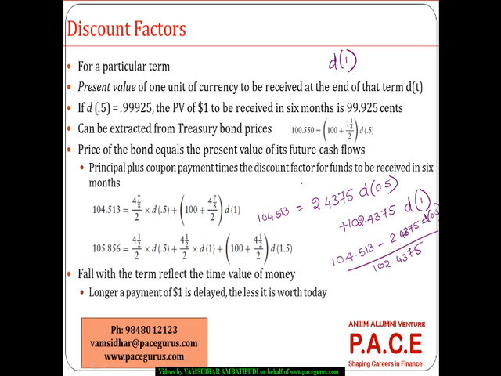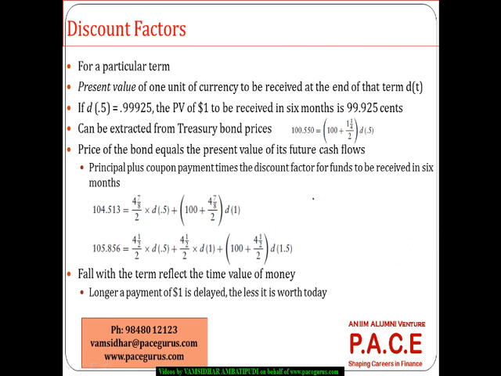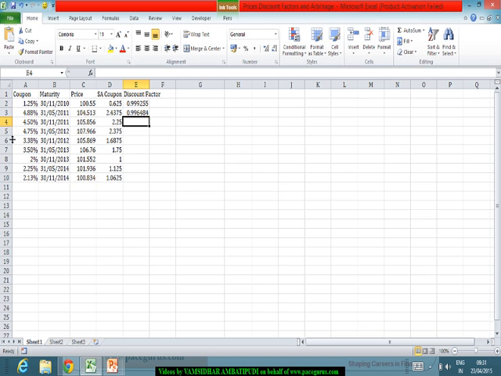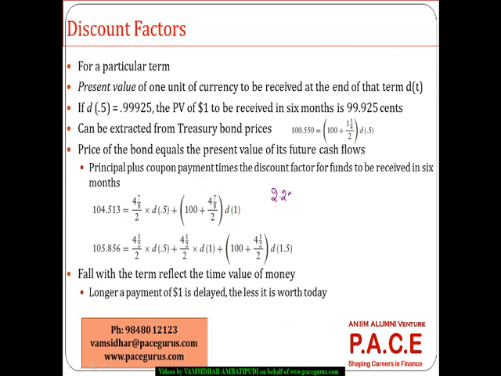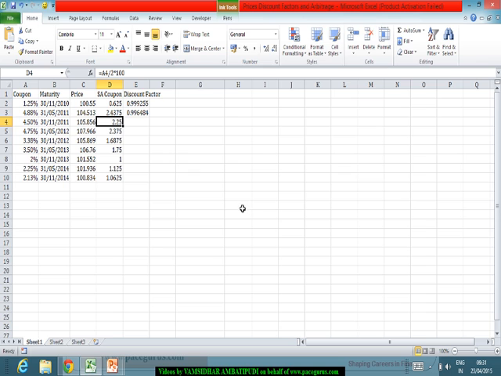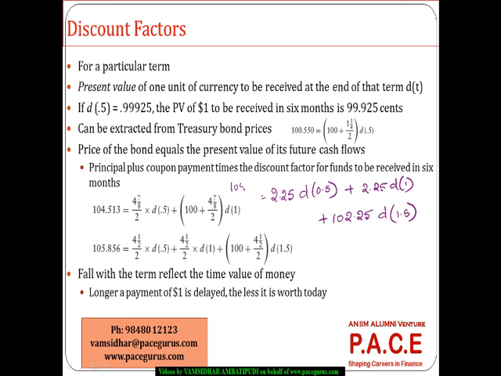Now if you look at a generalization, what can you make? Look at the third one, then it makes things easier for you. It is paying 2.25. So 2.25 comes after 6 months, which has to be multiplied by D.5. Another 2.25 comes after 1 year, which has to be multiplied by D1. And because it is maturing after that, it becomes 102.25, which has to be discounted with the factor for 1.5 years. So this has to be multiplied with the price 105.856.